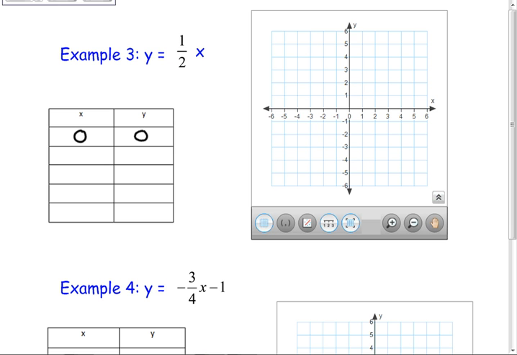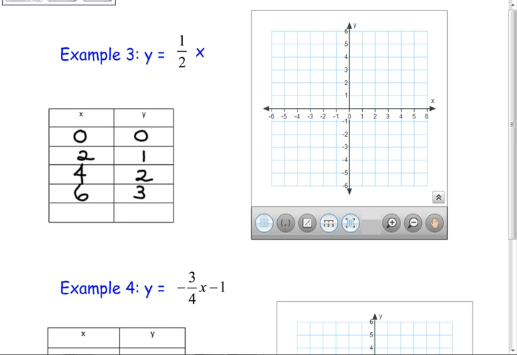Okay, do I want to do 1? Because half of 1 is a half. Michael, I don't want to graph a half. So what would be a good choice? 2. So what's 1/2 of 2? 1. What's another good choice? 4. That half of 4 is 2. I like this. It's easy.